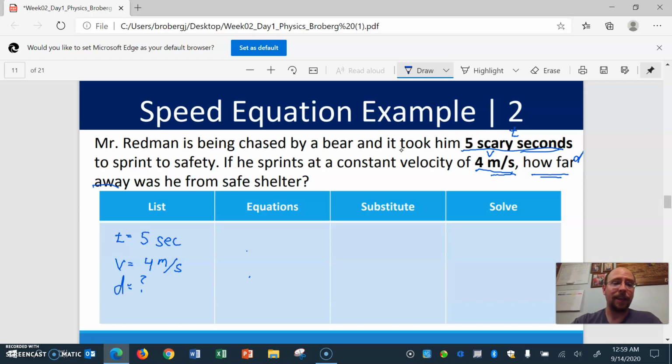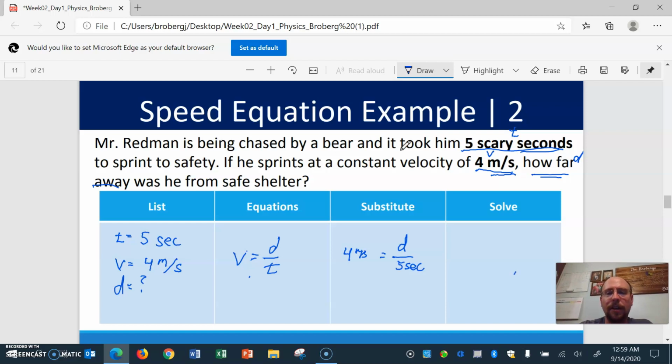It's really the same thing that deals with these three things all together. It's speed equals distance over time. I put in the things that I know in place of those letters, making sure that I put them in the right places. So the T is the 5 seconds, and I make sure that I put in the unit. The V is the 4 meters per second, so 4 meters per second goes on this side. And then the D is on top.